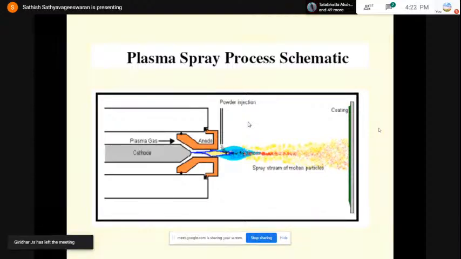And if you look at the parameters which control the quality of the coating, the first parameter is the flow rate of the argon gas which you will be supplying for producing plasma. That is one of the most important parameters. And the distance between the tip of the nozzle and the substrate is known as the standoff distance. These all play a vital role in determining the quality of the coating.